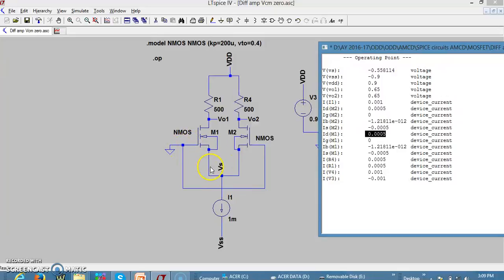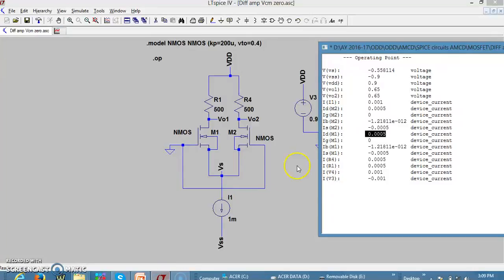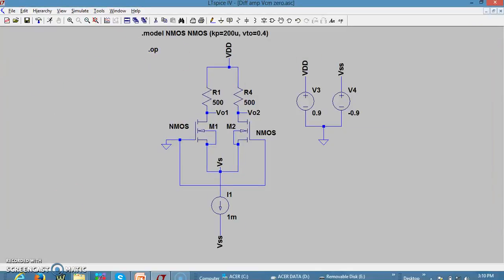You can also verify how much is the voltage at Vs here. So, as you can see now, Vs is minus 0.558, the VGS of this is actually 0.558. So that's what is being verified in the previous slide also. As you can see now, the VGS is 0.558. So that's what is being clearly verified here. So this Vs corresponds to the voltage at this point, which is minus 0.558. So VGS happens to be plus 558 millivolts. This way we can verify the current flowing through the MOSFETs is half of the tail current.